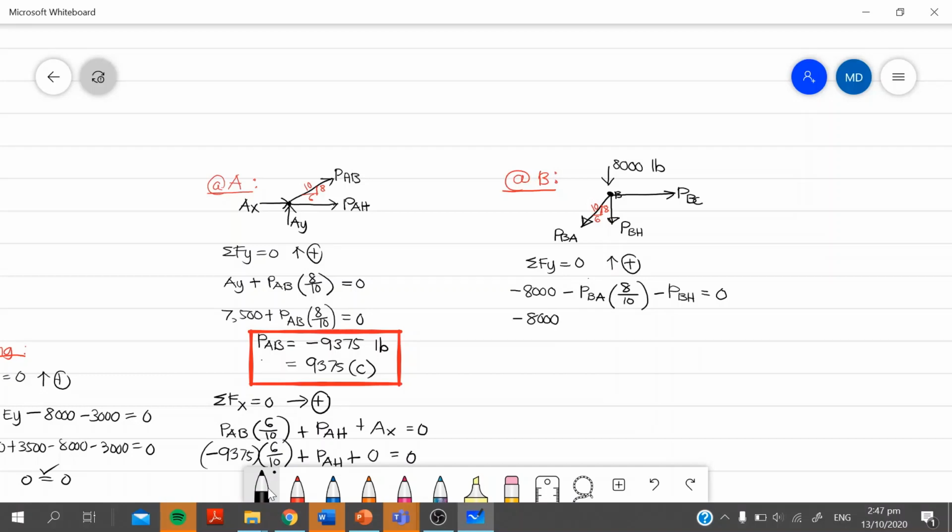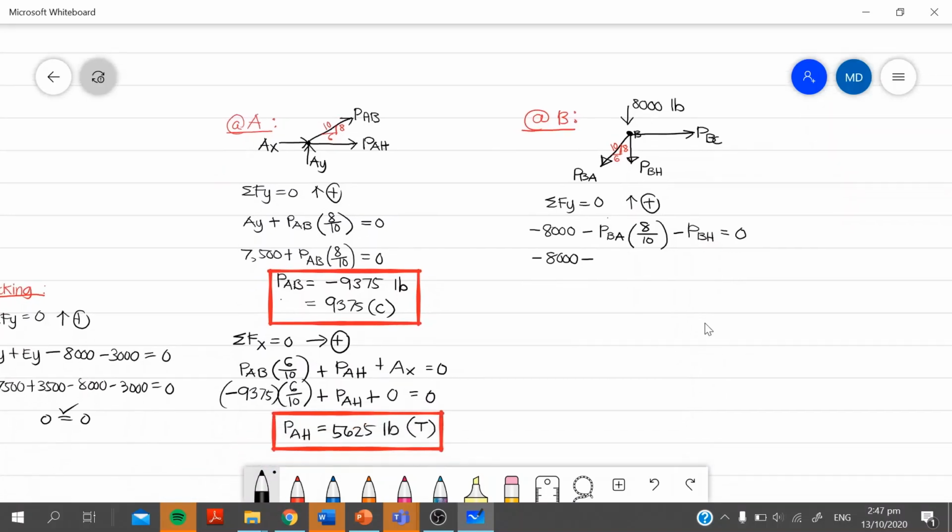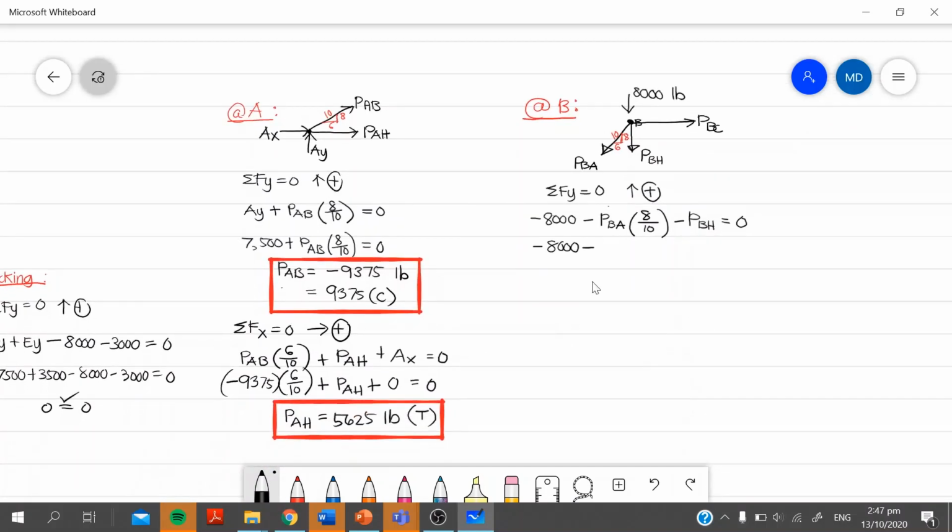Okay? Ang force BA, same lang na siya sa force AB. Parehas na sila. Na-solve naman ang force BA o force AB, na-interchange lang ang letter but same value. So that would be negative 9375. Okay, butang jud ang negative ha, kung negative ang nigawas sa force AB or BA. Times 8 over 10 minus force BH. So, ma-solve na nato ang force BH.